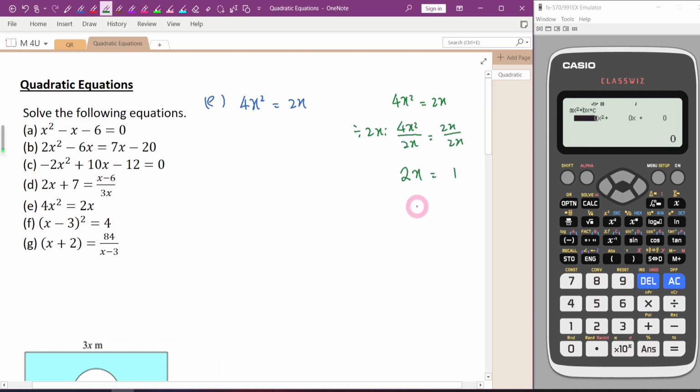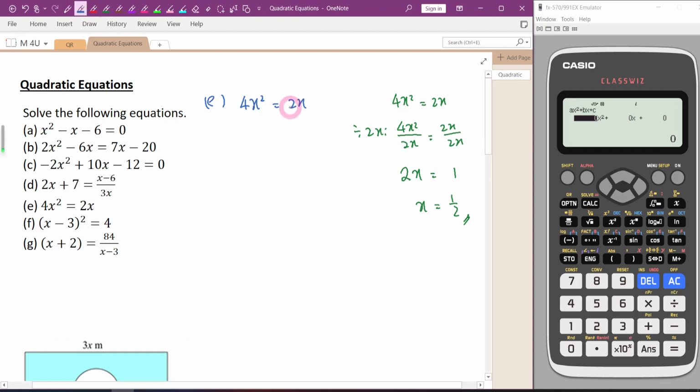This is equal to 1. And your answer is x equal to 1 over 2. This is one of the answers, but not all the answers. Actually, we still have another answer. Let me show you another way of doing this. So this is not correct. Not complete. The x equal to 1 over 2 is actually one of the answers.